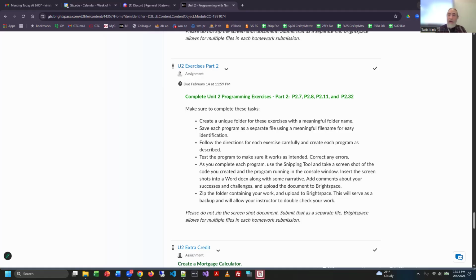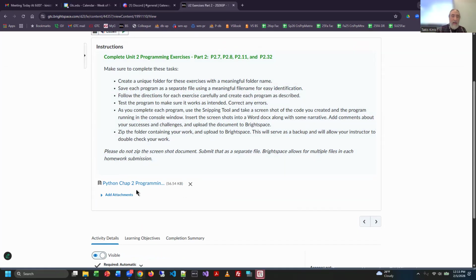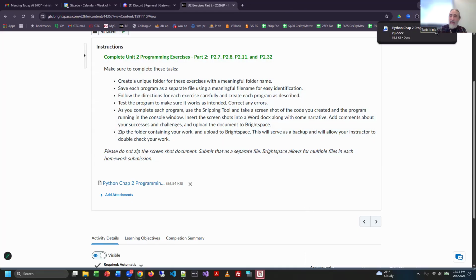Welcome, everybody. Today we're going to be working on the Unit 2 exercises part 2, and we'll be working on 2.7, 2.8, 2.11, and 2.32. In order to see those exercises, you can just simply click on the assignment header, and then you can pull down the exercise descriptions in this document.